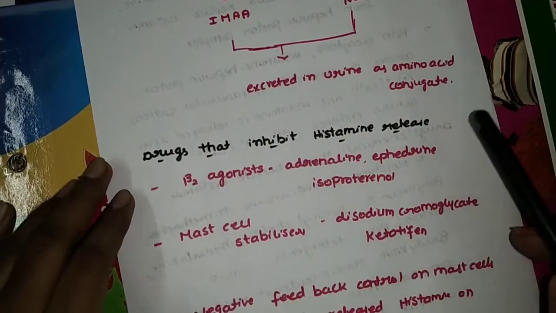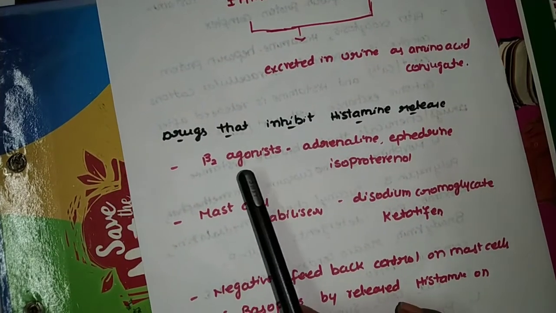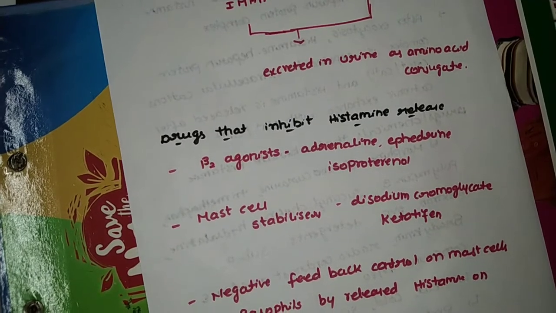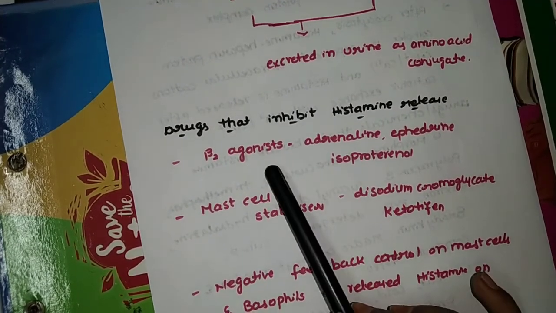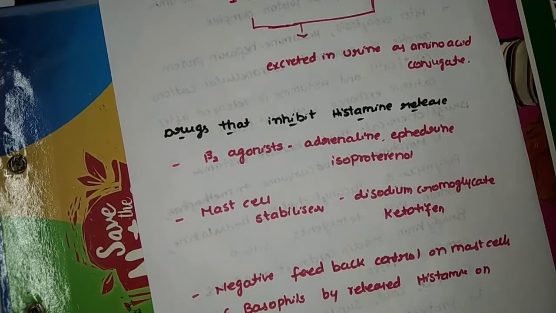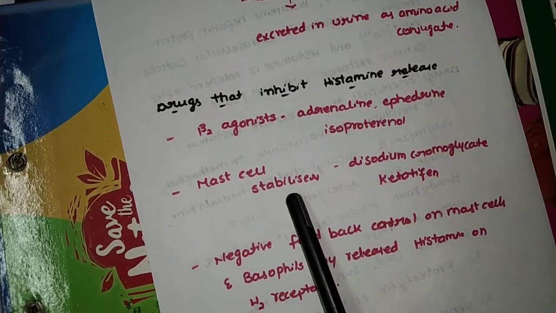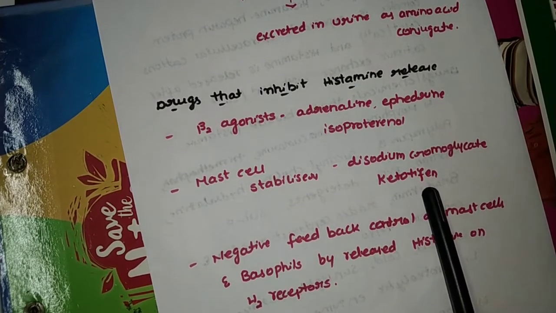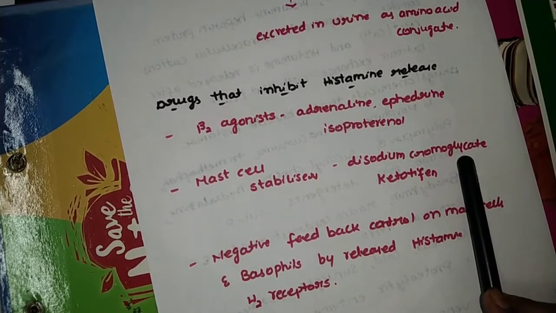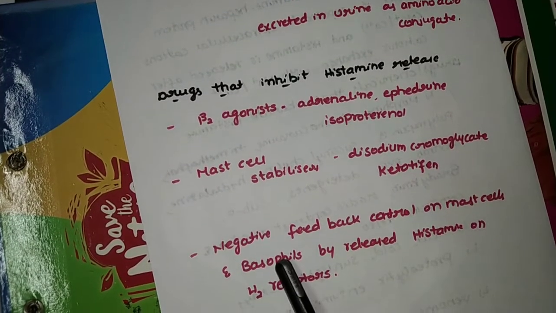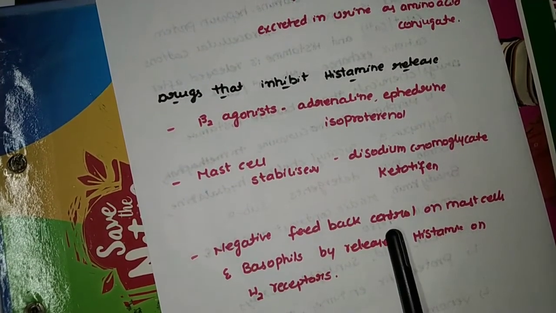Coming to the drugs that inhibit histamine release, the main drugs are beta-2 agonists. They are adrenaline, ephedrine and isoproterenol. And also mast cell stabilizers, which are disodium cromoglycate and ketotifen. This disodium cromoglycate is mainly used in asthma patients. And also negative feedback control will inhibit the histamine release.